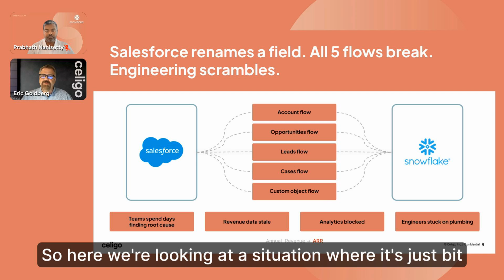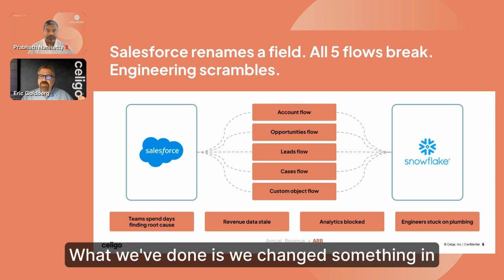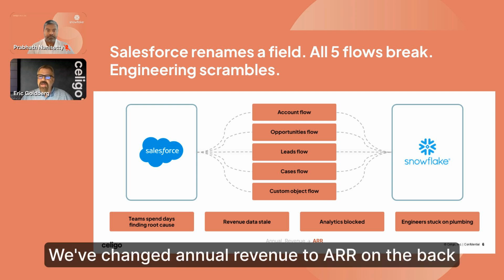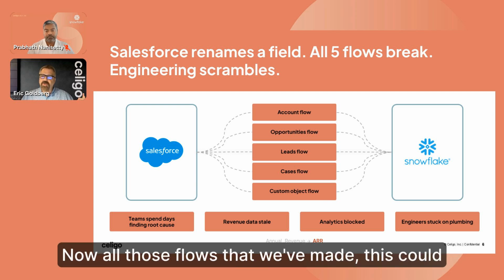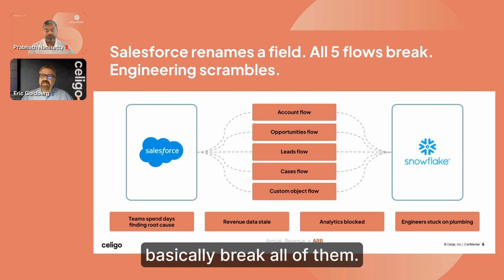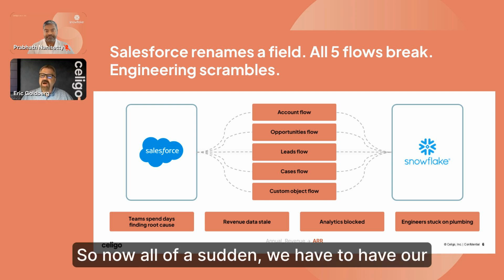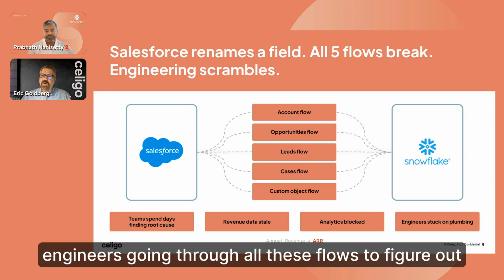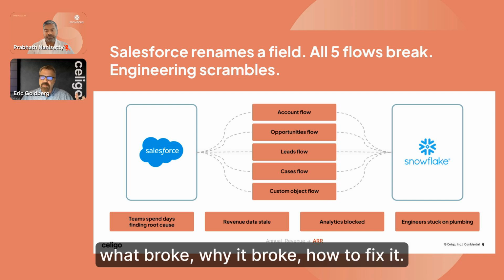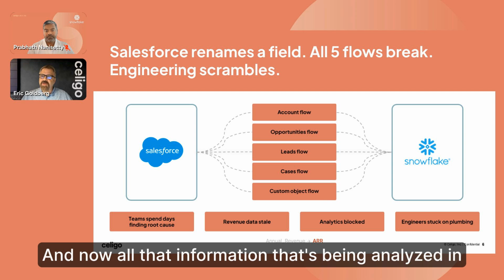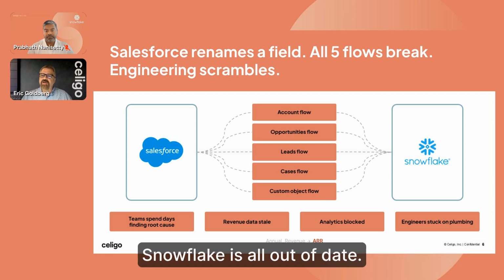So here we're looking at a situation where it's just pretty basic. What we've done is we changed something in Salesforce. We've changed annual revenue to ARR on the back end. Now, all those flows that we've made, this could basically break all of them. So now all of a sudden we have to have our engineers going through all these flows to figure out what broke, why it broke, how to fix it. And now all that information that's being analyzed in Snowflake is all out of date.